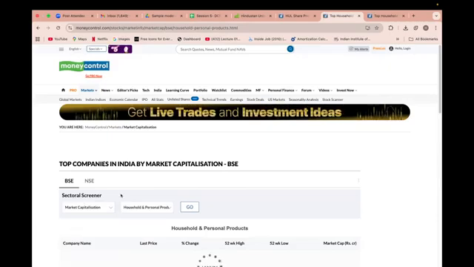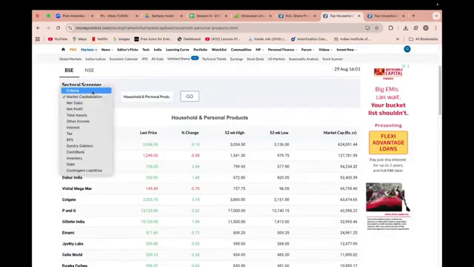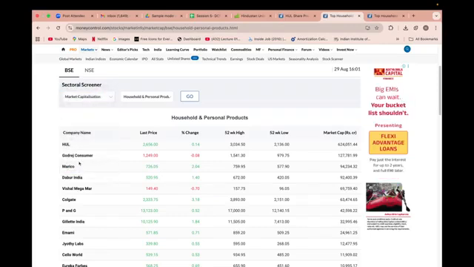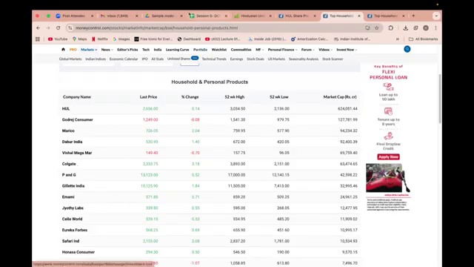Now you can also select the criteria. Here the companies are selected on the basis of market cap. You can select other criteria, but market cap makes sense, so I would stick to this only. Here you will get a complete list of all the companies. Once you have all these companies, I'll just go back to our original Excel.